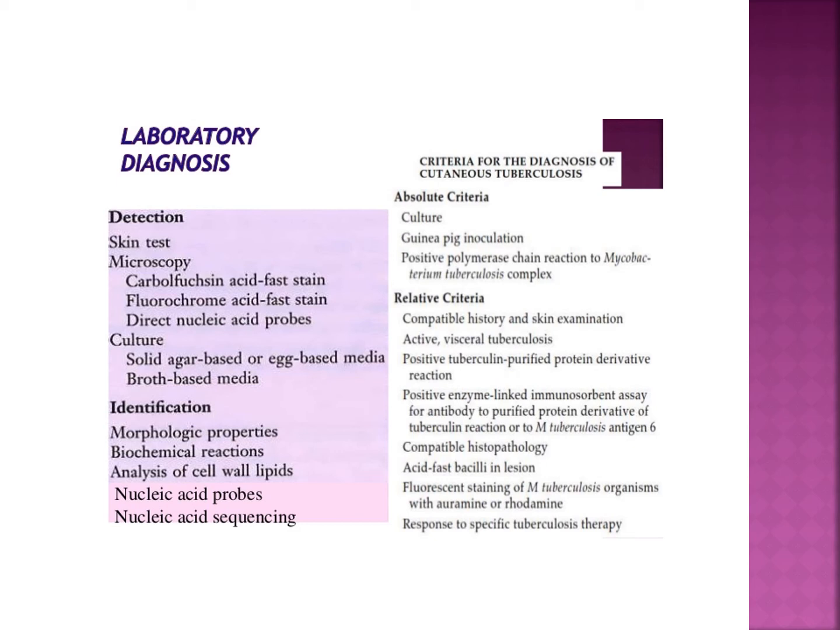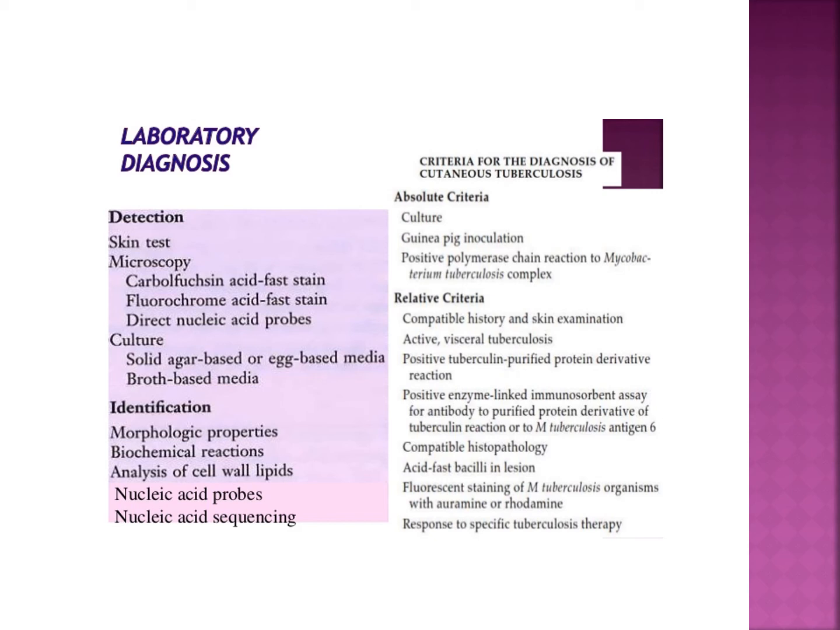As you see on the right side of the slide, just to be very sure and give you an overall idea, there is an absolute criteria for confirmation of diagnosis and there is a relative criteria. Concentrate on the absolute criteria first, which is culture. Once it's positive, it is considered very specific, with high specificity. And the second one is PCR or polymerase chain reaction. It also gives a very strong confirmation of diagnosis.